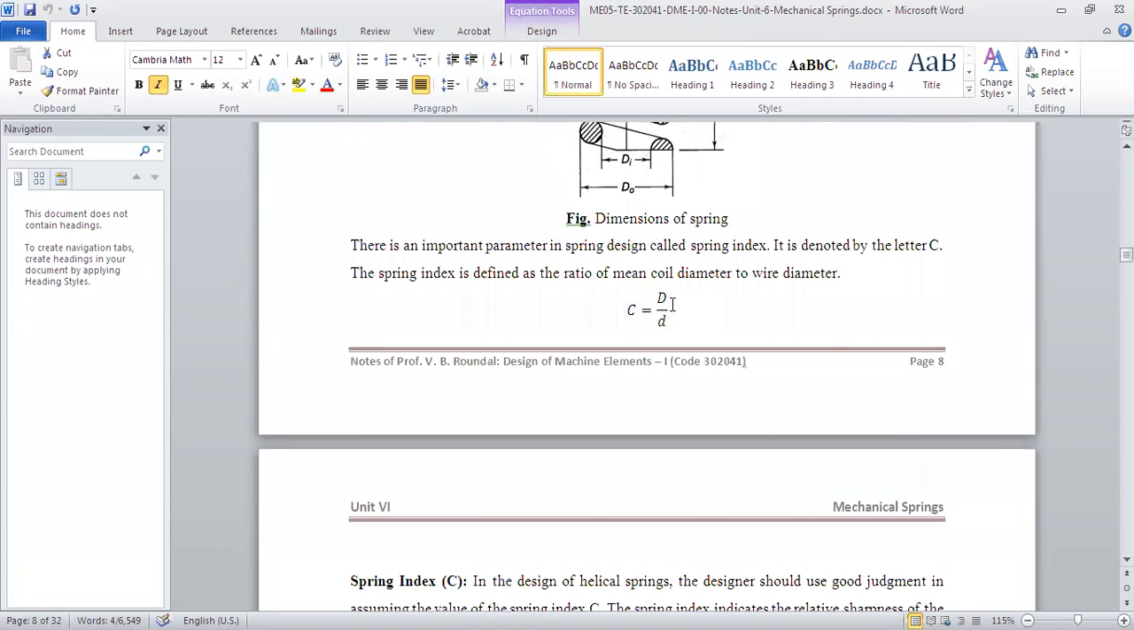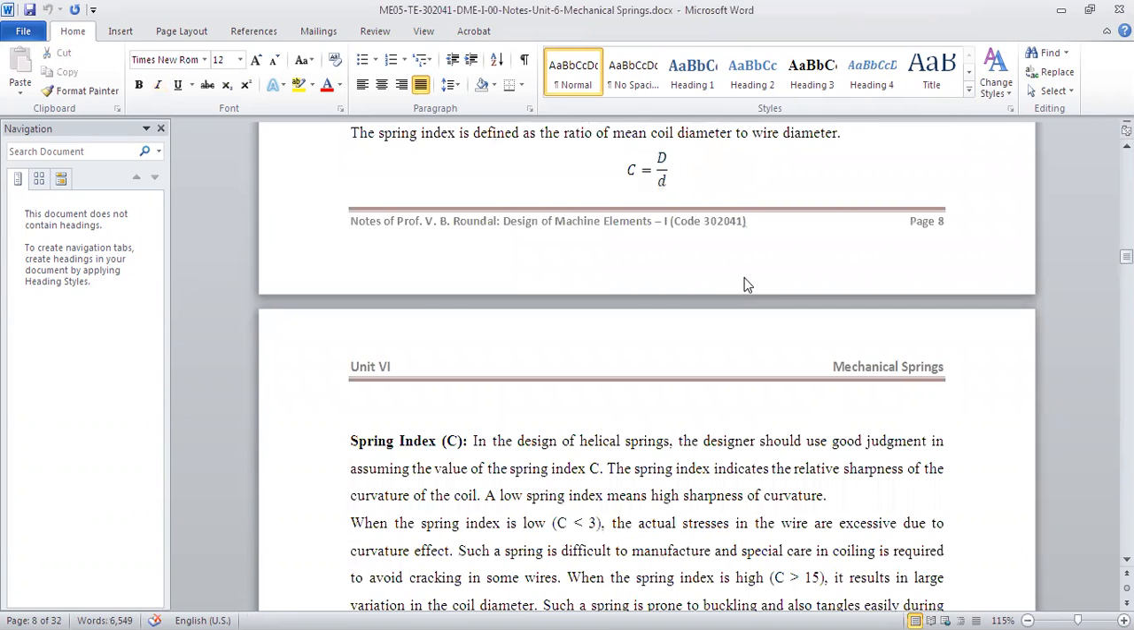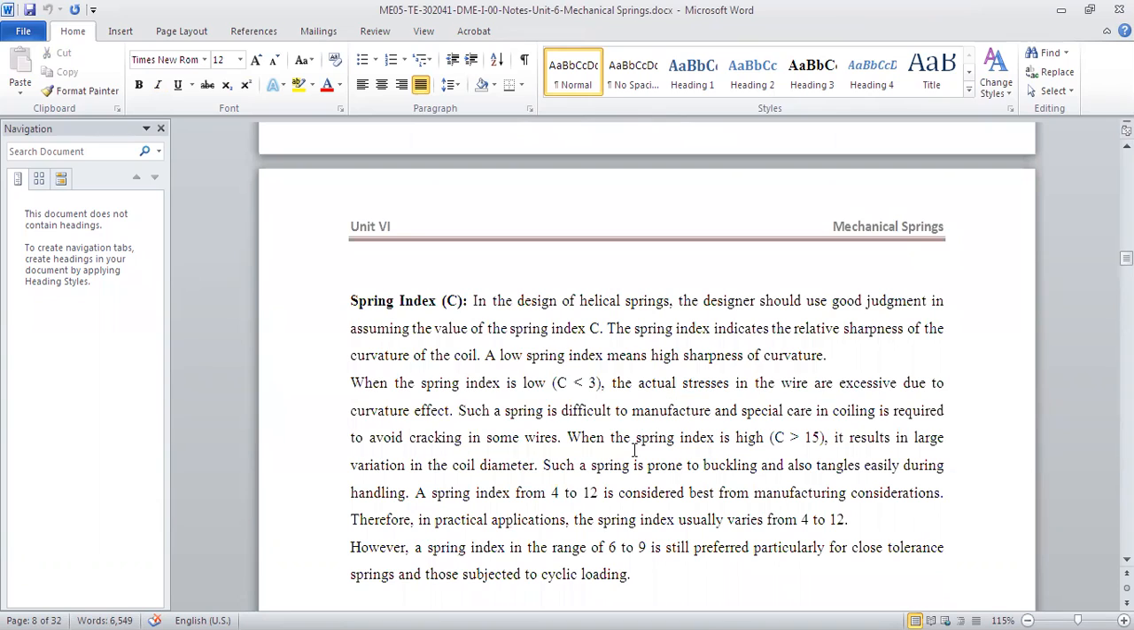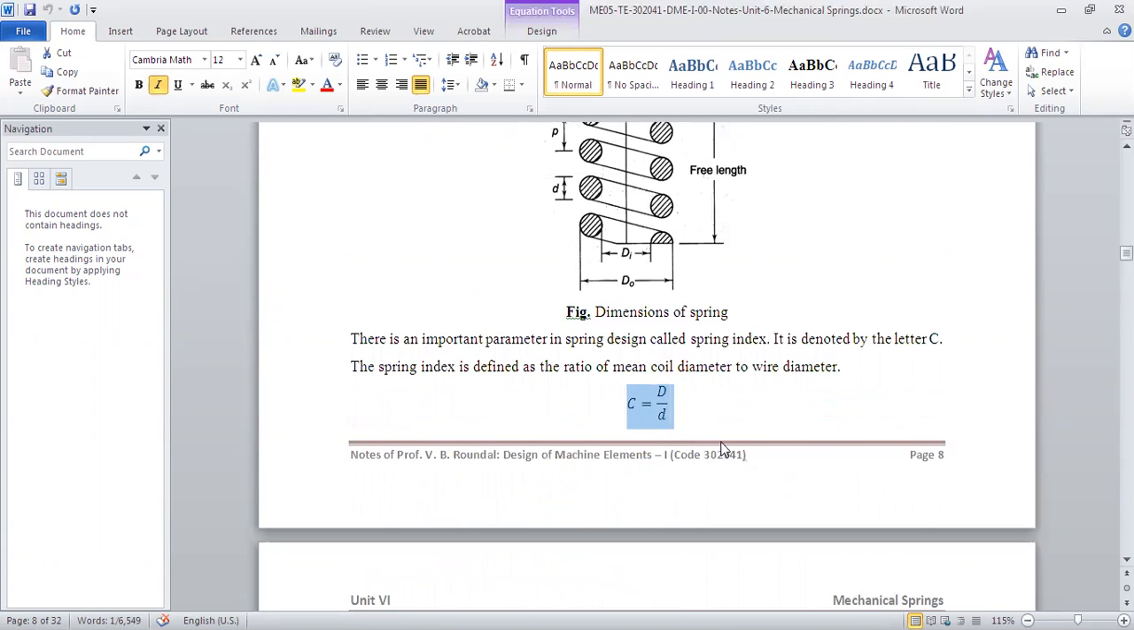There we have seen two important characteristics of the spring. One is spring index, the other is stiffness. Spring index is the ratio of the diameter of the coil to the diameter of the wire, right? So we will generally use from 6 to 9. Less than 3 is not preferred, because then the curvature will be high and stresses will be more. And if the spring index is very high, then buckling will be there. A minimum of 4 and maximum of 9 is acceptable, but generally we use from 6 to 9. The spring index is the ratio of coil diameter upon wire diameter.